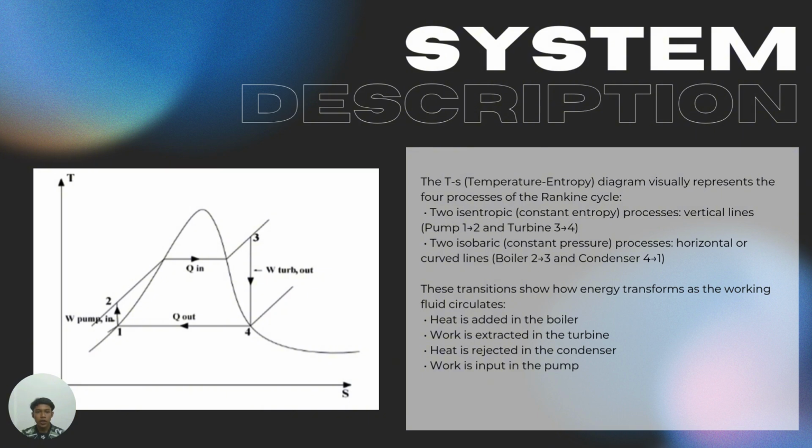Each segment of the cycle has a specific energy function. First, heat is added in the boiler from point 2 to 3. Mechanical work is extracted in the turbine from point 3 to 4, heat is rejected in the condenser from point 4 to 1, and work is input in the pump from point 1 to 2. This diagram connects the system's physical components with how energy behaves and transforms throughout the cycle.